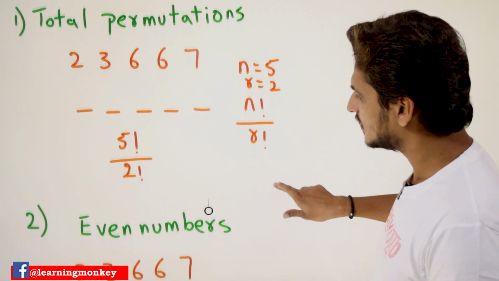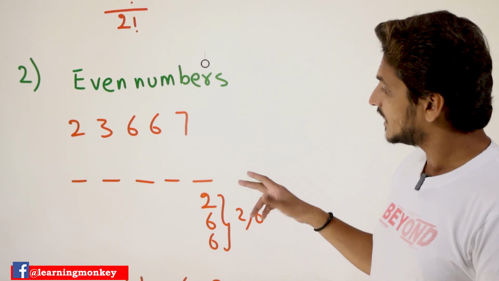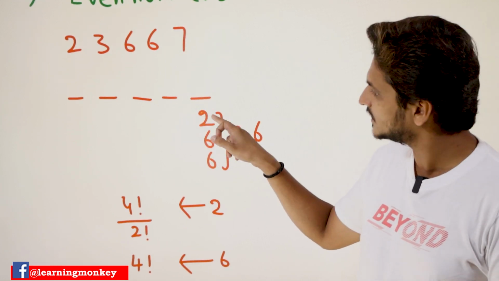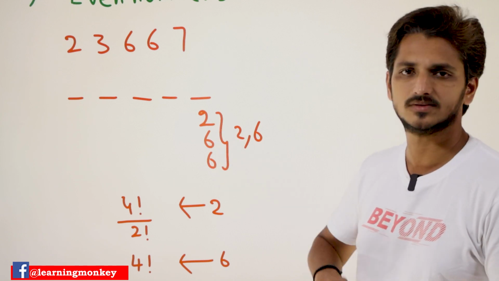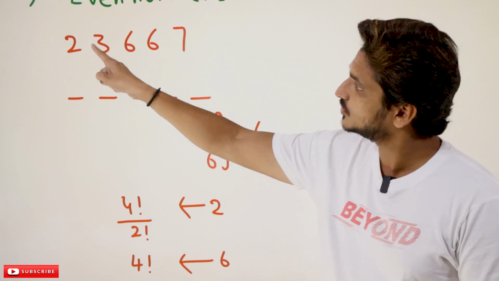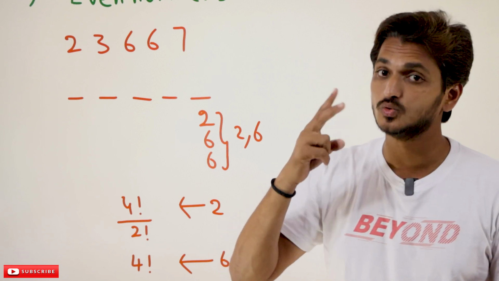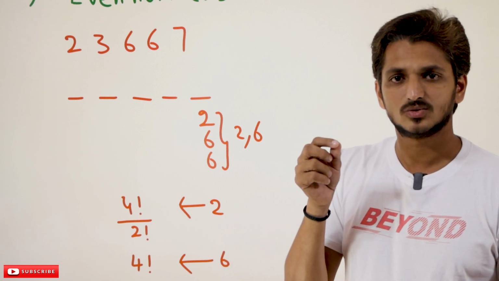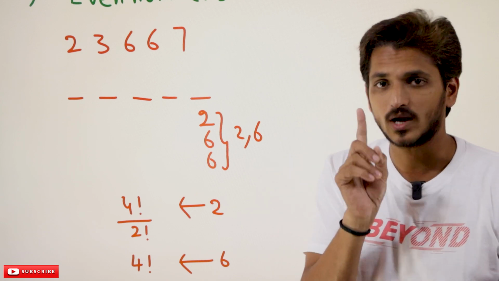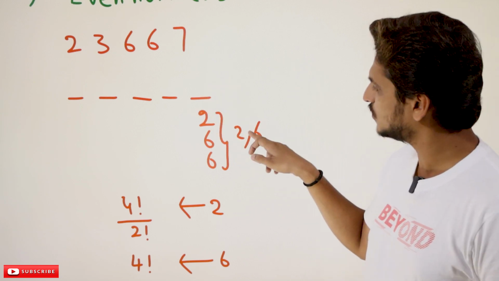Coming to the second question, what are the even numbers possible using these 5 digits? For even numbers, you can place in the last digit position either 2 or 6. How many even digits are there in the given digits? 2 is even, 6 is even, but we have 6 two times. Placing 6 two times will not make a difference, so you can place it only once. So in the last position, you can place either 2 or 6.